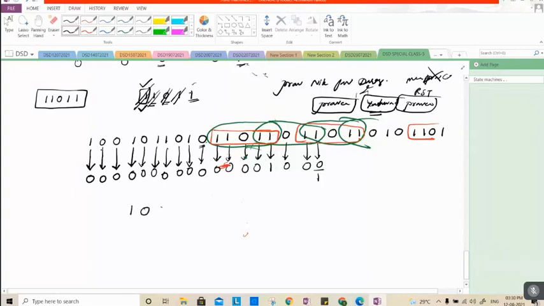1 0 0 1 0 1 1 0 1 0 1 1 0 1 1 0 1 1 0 1 1 0 1 0 1 1 0 1. Now for this 0 0 0.